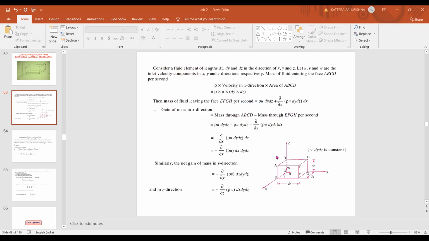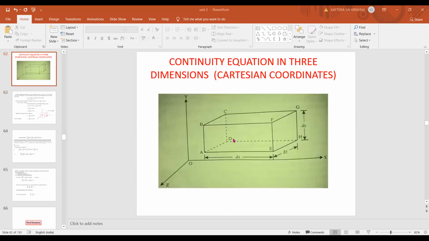That is the thing which we took as dou by dou x in the last class. Shashi, you asked a doubt about that: why we got that term, sir? That is what is left inside this box.